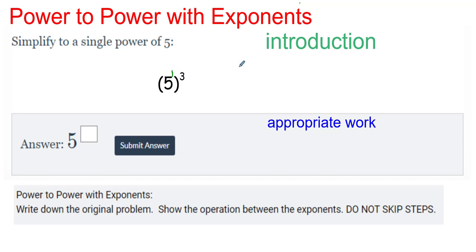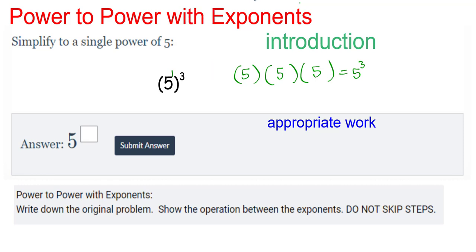And so what this means is that I'm going to have 3 sets of parentheses because there's a 3 on the outside. So my 3 sets of parentheses. And then on the inside, I would have a 5 here, a 5 here, and a 5 here. So we'd have 1, 2, 3. So that's going to be 5 to the power of 3.